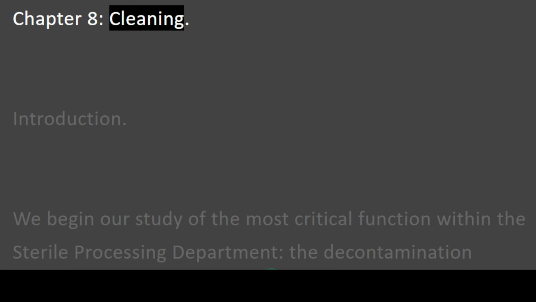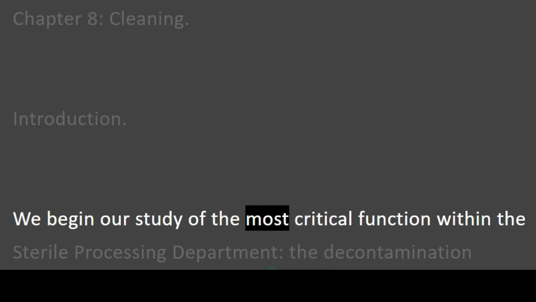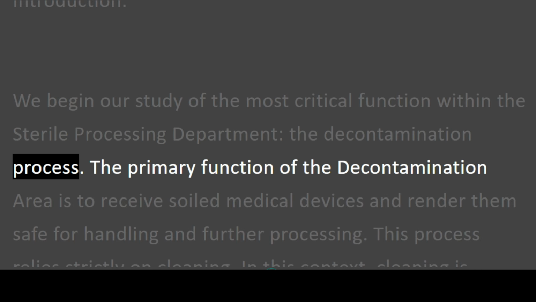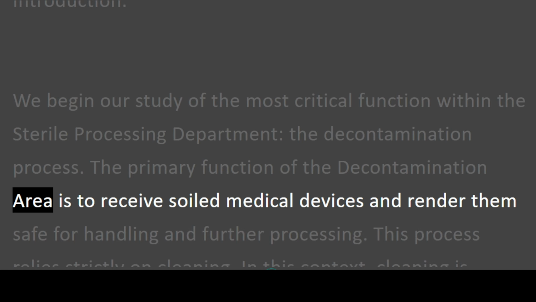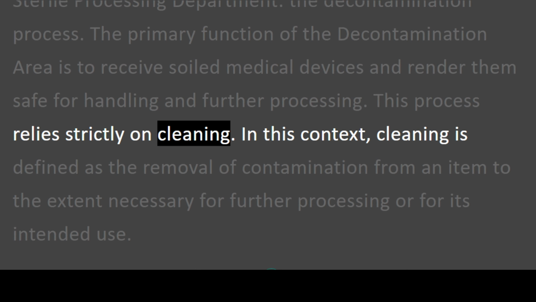Chapter 8, Cleaning. Introduction. We begin our study of the most critical function within the sterile processing department, the decontamination process. The primary function of the decontamination area is to receive soiled medical devices and render them safe for handling and further processing. This process relies strictly on cleaning.